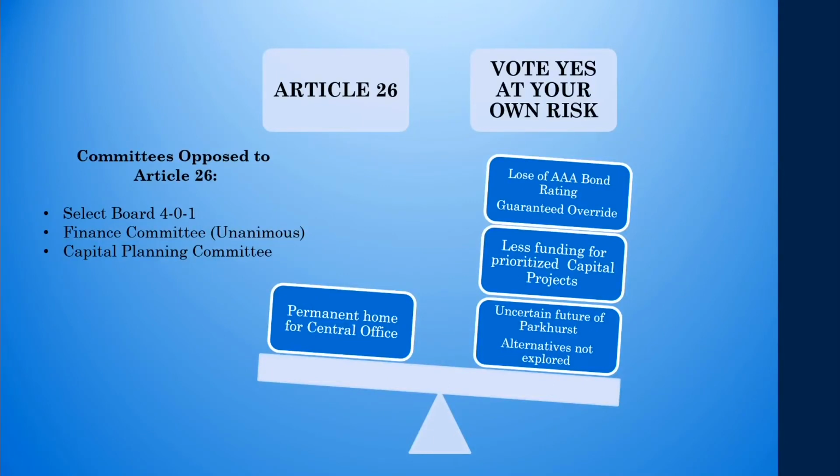So vote on Article 26 at your own risk. You see the committees opposed to Article 26: the Select Board, the Finance Committee, which will follow me, and the Capital Planning Committee. You could see what is at risk in voting yes on Article 26. We're not necessarily against the idea of a permanent home for central office, but the way this project is funded is going to cripple our budget, and we have concerns, and we wouldn't be doing our job if we didn't come before this town meeting and tell you that. Thank you.